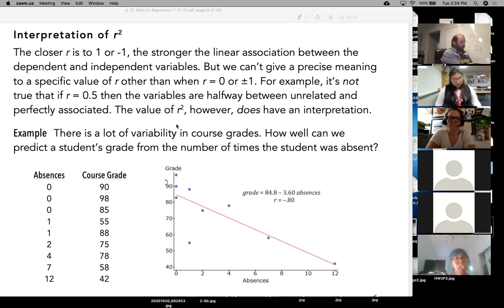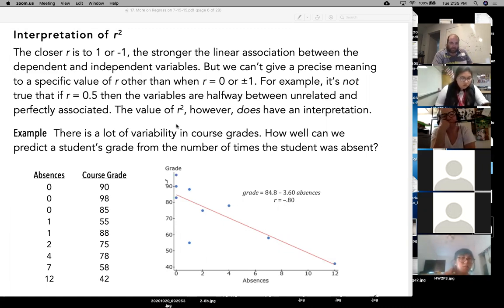So the closer R is to 1 and -1, the stronger the linear association, correct? We've talked about this before. Do you agree? The stronger the linear association, the more on a line they are, the closer R is to being exactly 1 or -1: +1 if it's up, -1 if it's down. Correct? You guys okay with me?